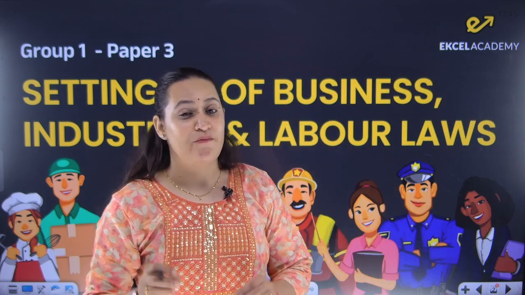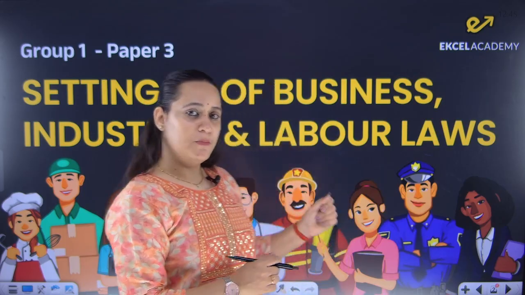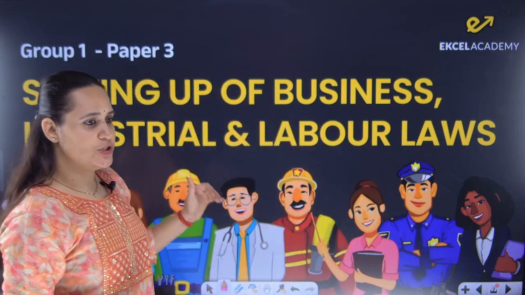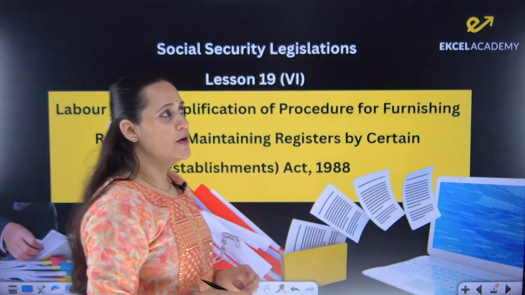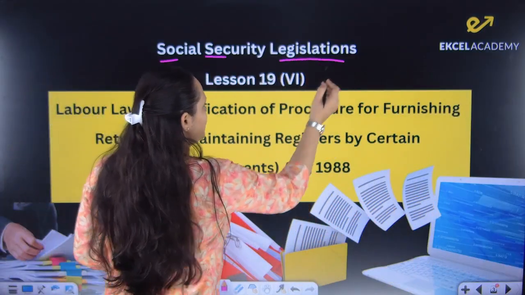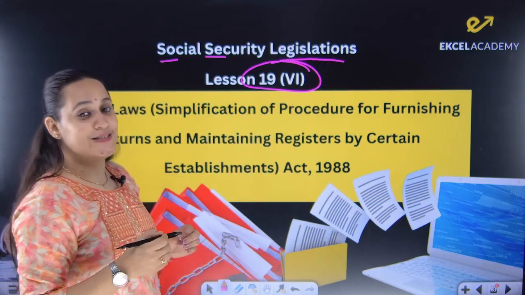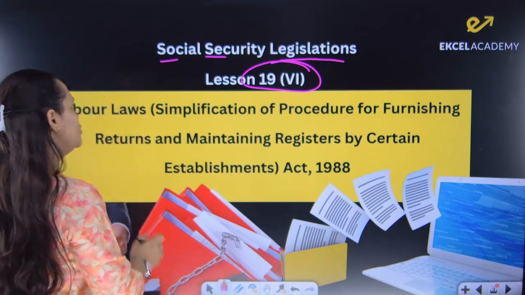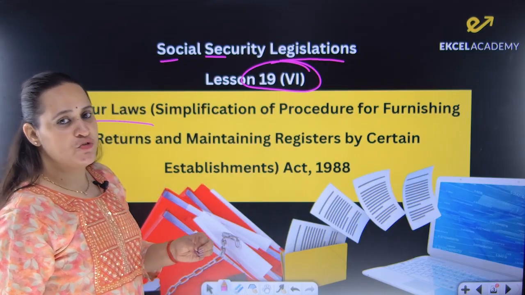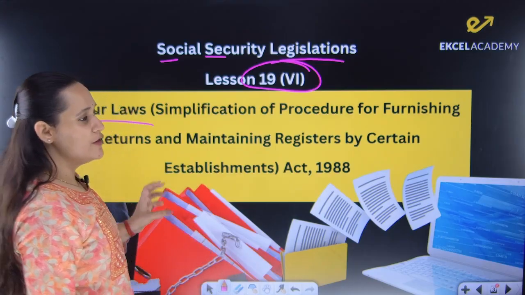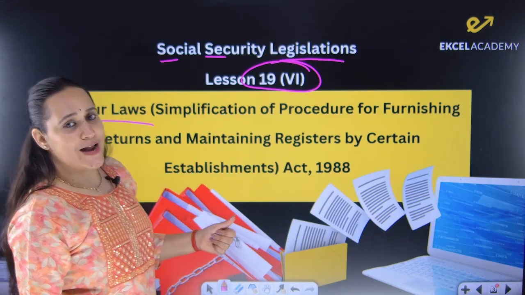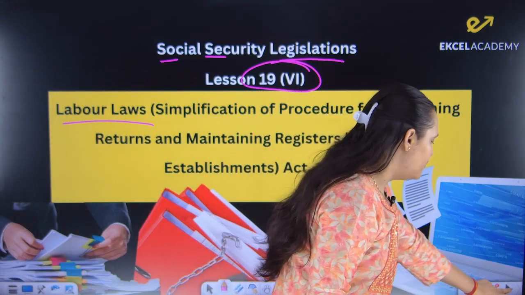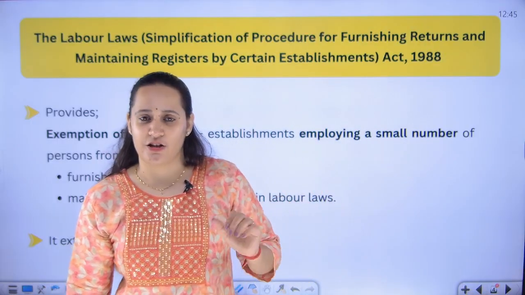In this session, we're going to have a quick revision of one of the chapters from the subject Setting Up of Business, Industrial and Labor Laws. For the purpose of quick revision, I've selected the topic from Social Security Legislations, lesson number 19, unit 6, which is related to the Labor Law Simplification of Procedure Relating to Furnishing of Returns and Maintaining Registers by Certain Establishments Act of 1988. So within 10-15 minutes, we'll complete the revision of the entire chapter.